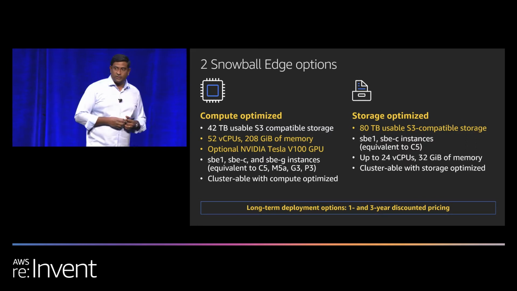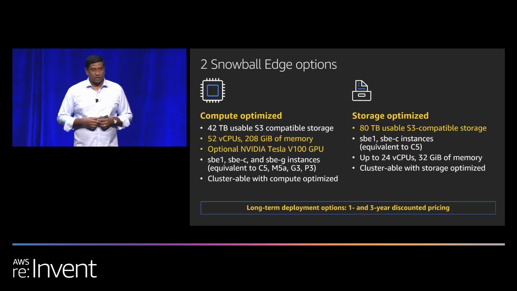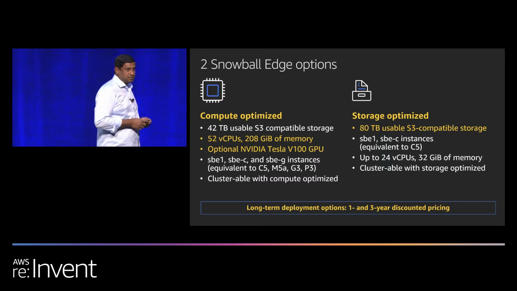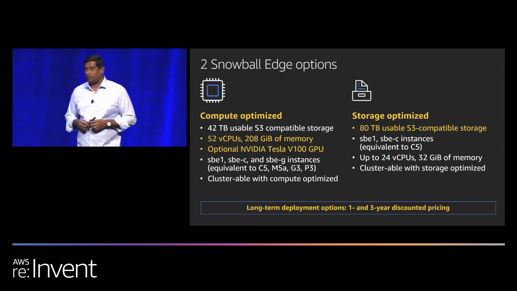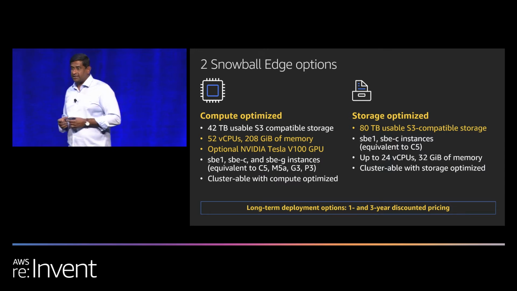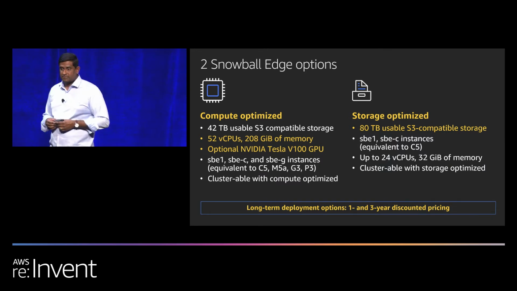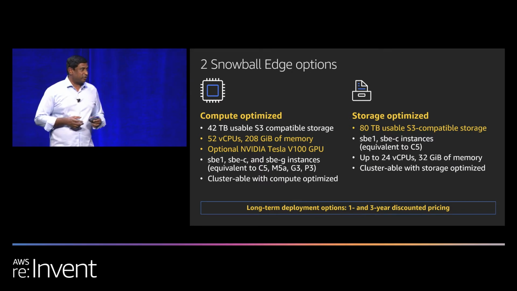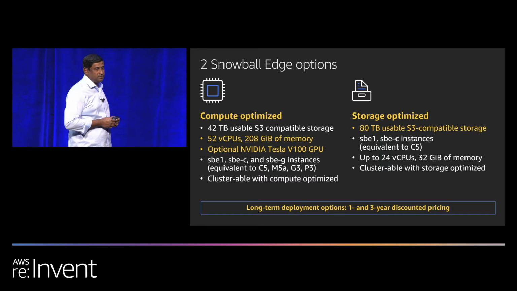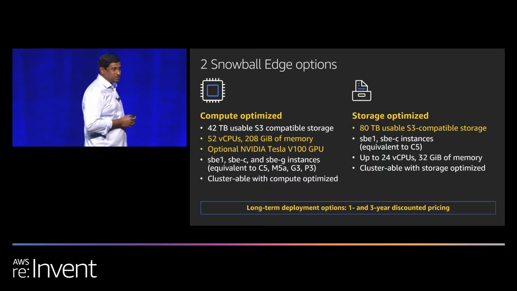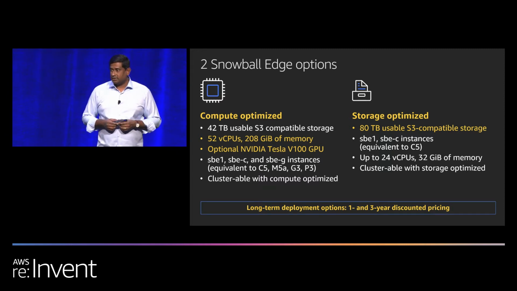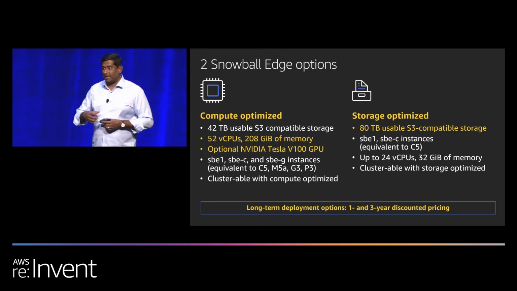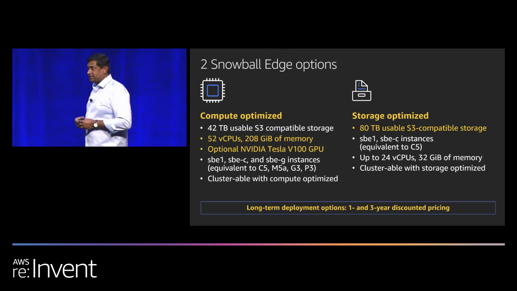There's two options within Snowball Edge. One is called Snowball Edge Storage Optimized, and the other is called Snowball Edge Compute Optimized. Both devices offer you storage capacity on the device as well as EC2 computing capacity on the device. The Snowball Edge Compute Optimized device has 42 terabytes of storage capacity. It has 52 virtual CPUs of compute capacity. You also have a choice of adding an NVIDIA GPU for accelerated workloads.